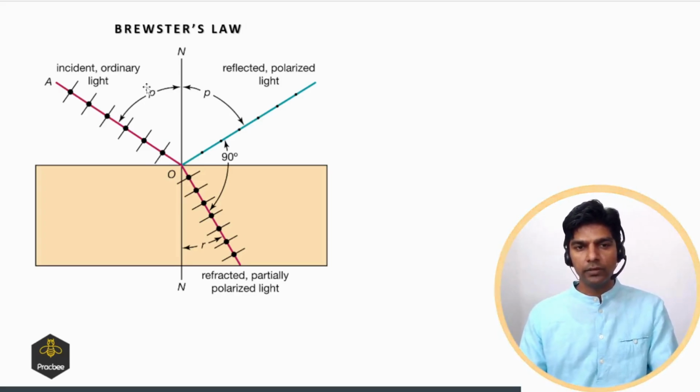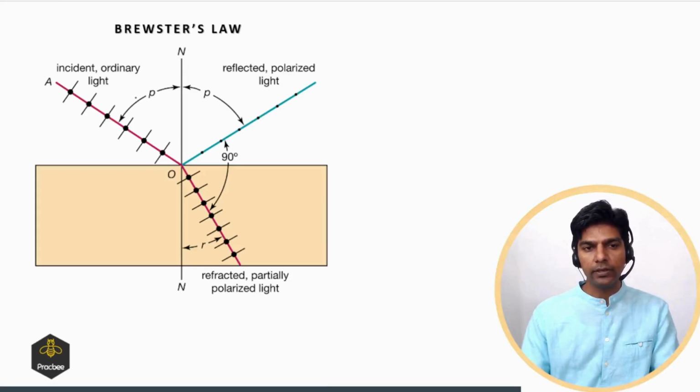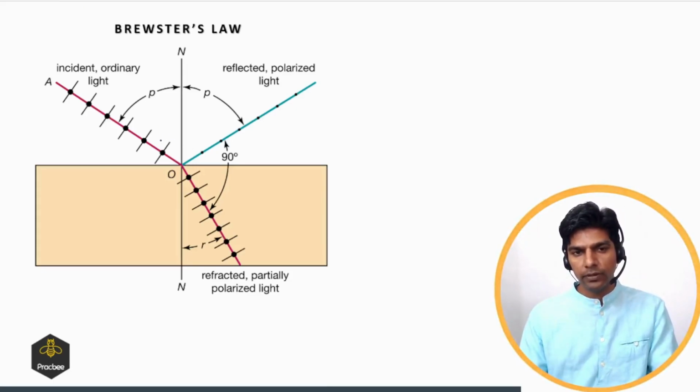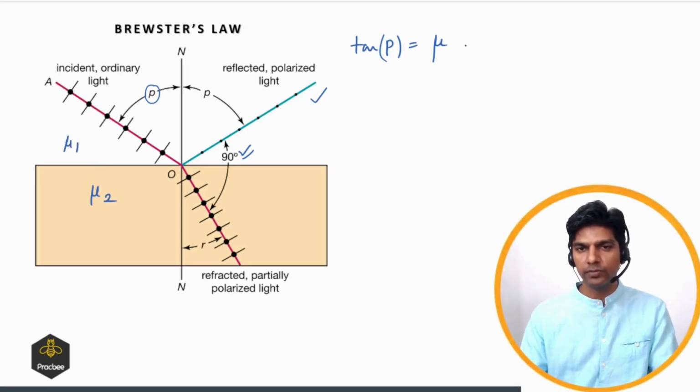Now Brewster's law. Brewster studied the polarization in reflection of light. According to Brewster's law, for any pair of media, there will be an angle of incidence which is known as the polarizing angle. At this angle, the reflected light will be plane polarized and the refracted light will be partially polarized, and the angle between the refracted and the reflected light will be 90 degrees. And tan P, let's say this medium has a refractive index mu2, this medium has a refractive index mu1, it will be mu2 by mu1. So that is Brewster's law.